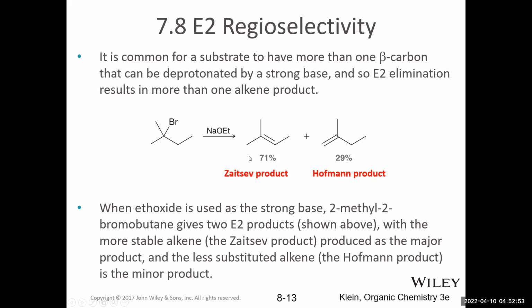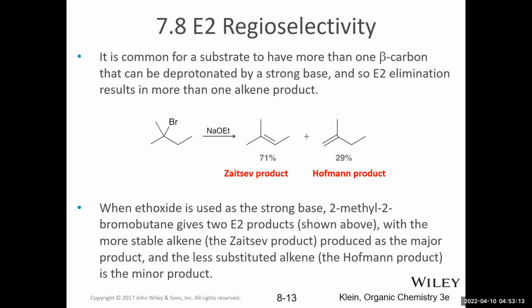And if it removes a proton on one of the two methyl groups, we would get this product. And if it removes a proton on the beta carbon of the ethyl group, we would get a different product. Now, note that these two products are related as constitutional isomers.